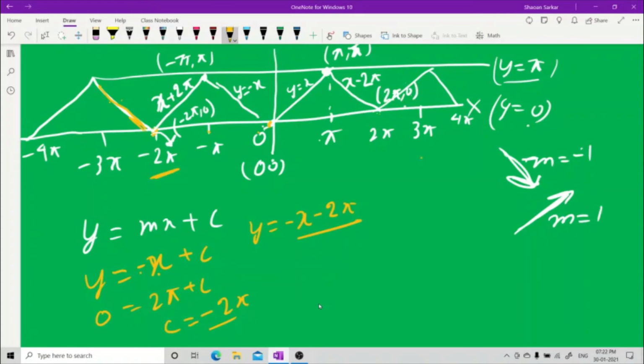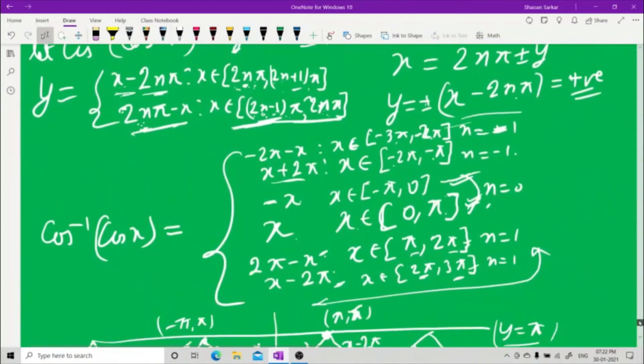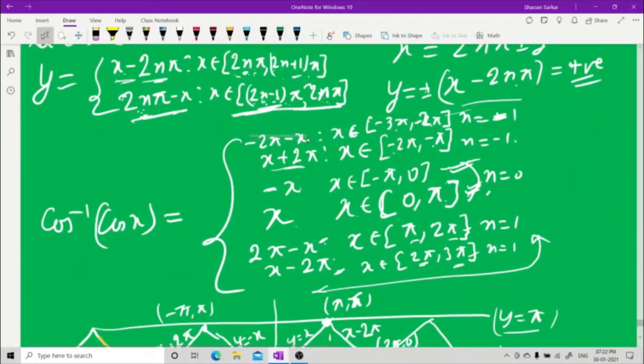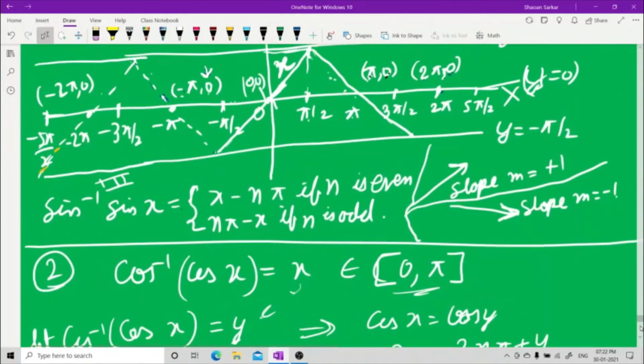Minus x minus 2 pi, and you can see that also between minus 3 pi and minus 2 pi. Wait a minute, let me show you. You can see the line, it will come in between. Minus 2 pi and minus x. So this is the thing.